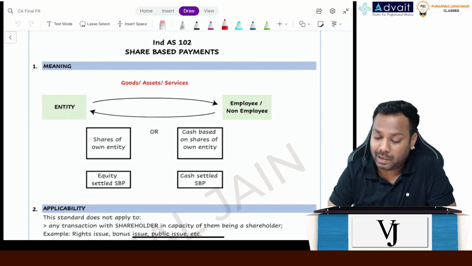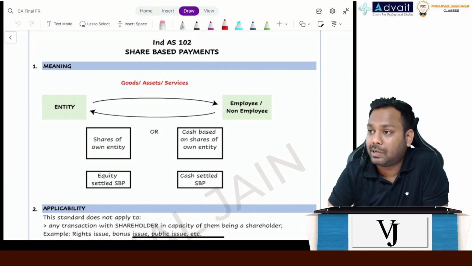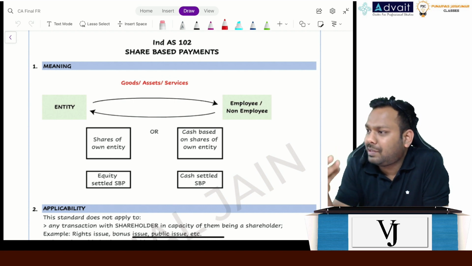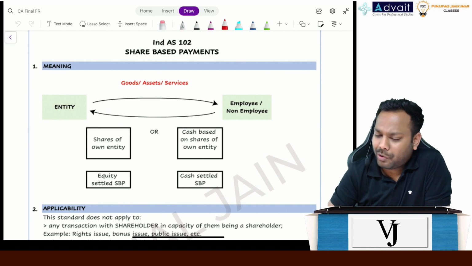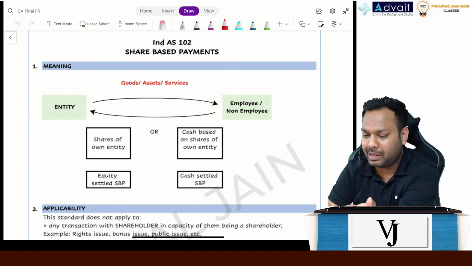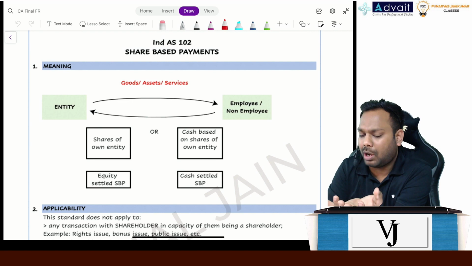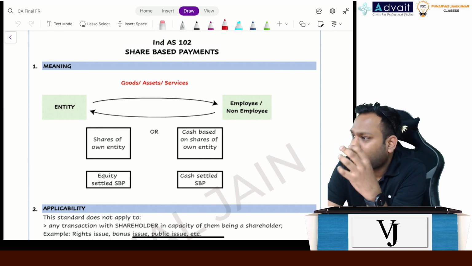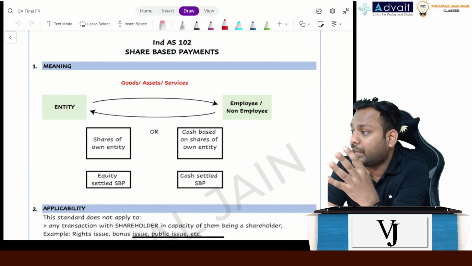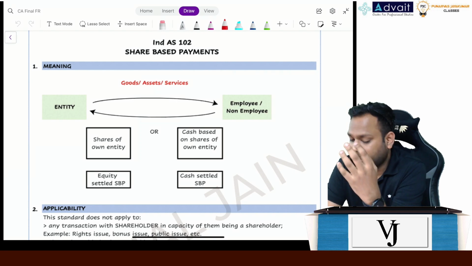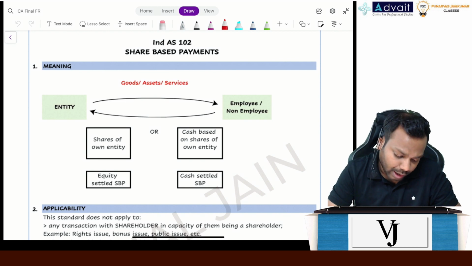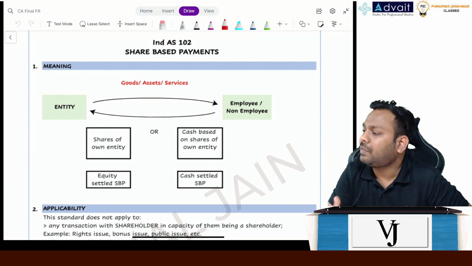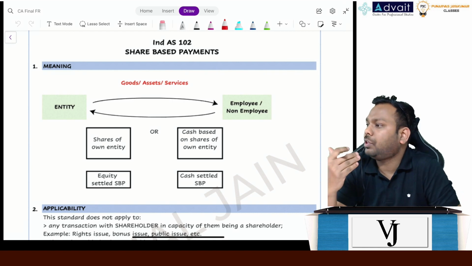In class 12, or in your CA Inter as well, you would have studied a concept called issue of shares for consideration other than cash, right? What was happening there is you purchased some assets, or took some services, and you did not pay for them in cash, but by issuing shares. A similar situation happens in share-based payments also. We are issuing the shares.